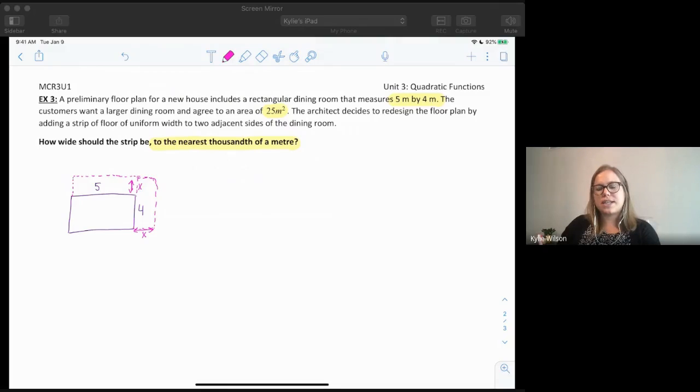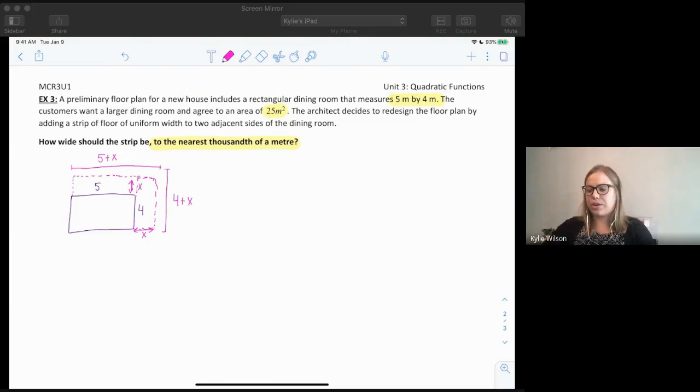So to start, let's figure out the dimensions of the bigger rectangle. So from here to here, we're going to have 5 plus x. And then from here to here, we're going to have 4 plus x. So again, to clarify, we'll have 5 from here to here, plus the x of the width of the new strip of flooring, and then we'll have 4 from here to here, and then we'll have an additional x from the strip of flooring there.